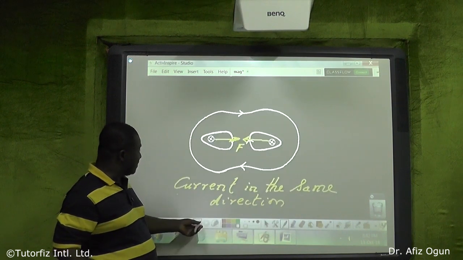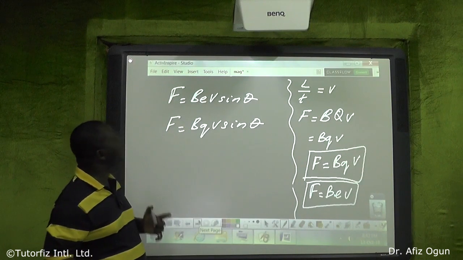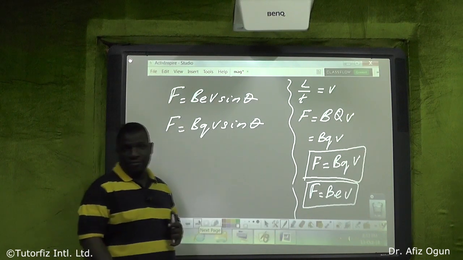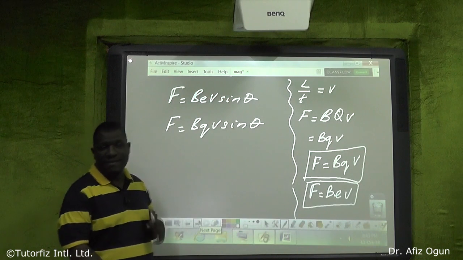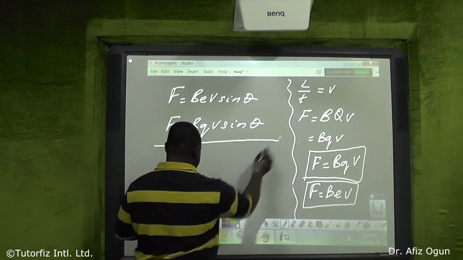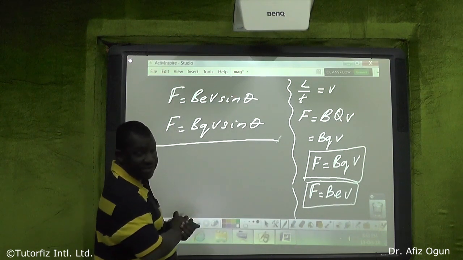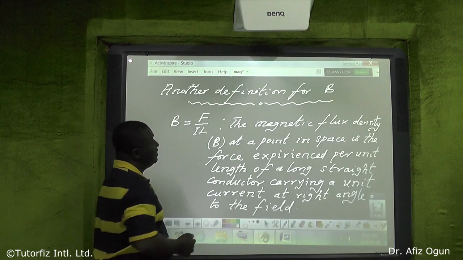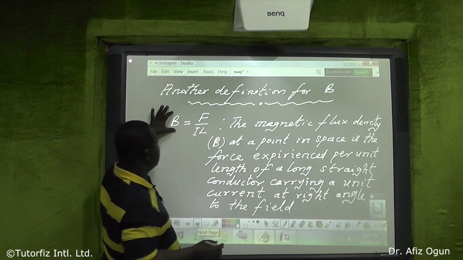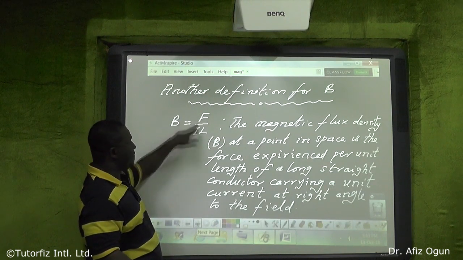If that is the magnitude of the force we are talking about, I told you earlier that I will redefine magnetic flux density. I wish to define magnetic flux density now in terms of B, in terms of the length of the wire carrying current in the field. Now, if BIL is F, then B equals F over IL.